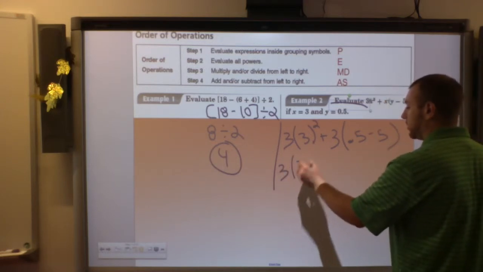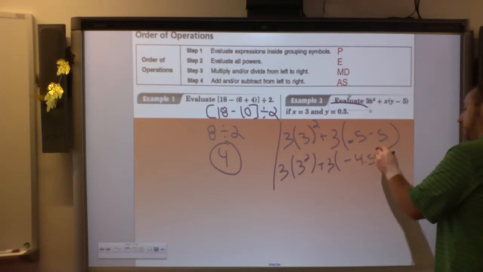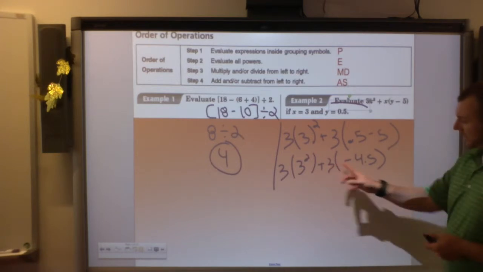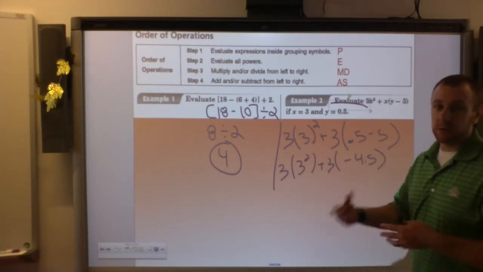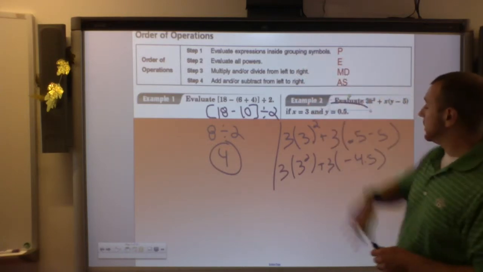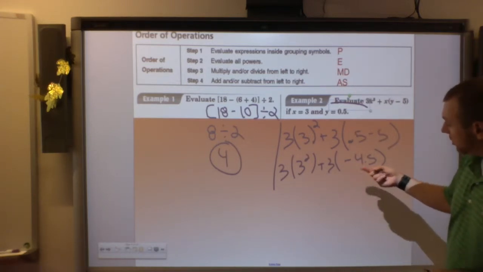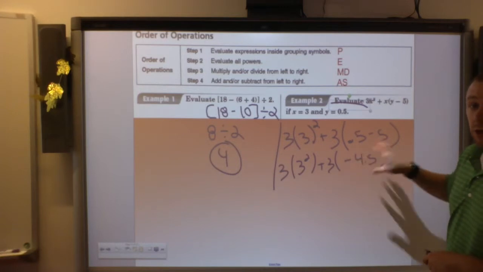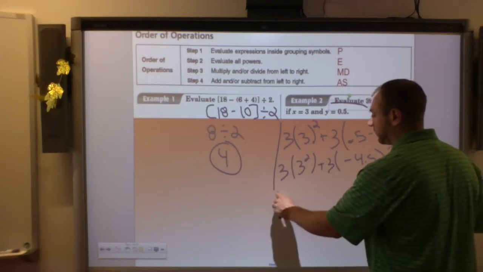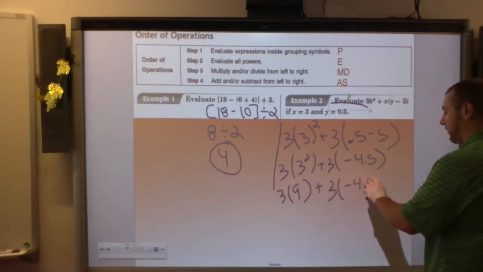3 times 3 squared plus 3 times negative 4.5. Now I'm going to square the 3 because this parentheses really means multiplication. It's another way of writing multiplication. When I say parentheses in the grouping symbols here, it means any addition or subtraction inside there. There's no addition or subtraction. It's just one number. So I'm just going to evaluate it as a multiplication. 3 squared is 9 plus 3 times negative 4.5.